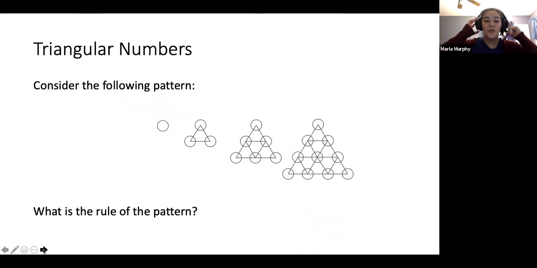So we're going to go into a topic called triangular numbers. Now let's consider this pattern. We have a pattern here with 1 dot, 3 dots, and so forth. What is the rule of this pattern? Can anyone tell me?